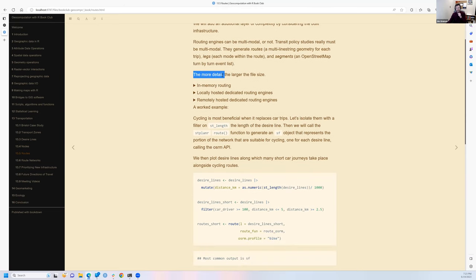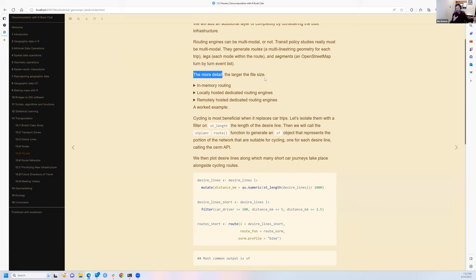Obviously, the more detail provided in the model, the larger the file size. And with even this small model of Bristol with 102 zones, the compute required can be pretty substantial. But we'll do a demonstration here with a very small subset to get the idea of what's going on.